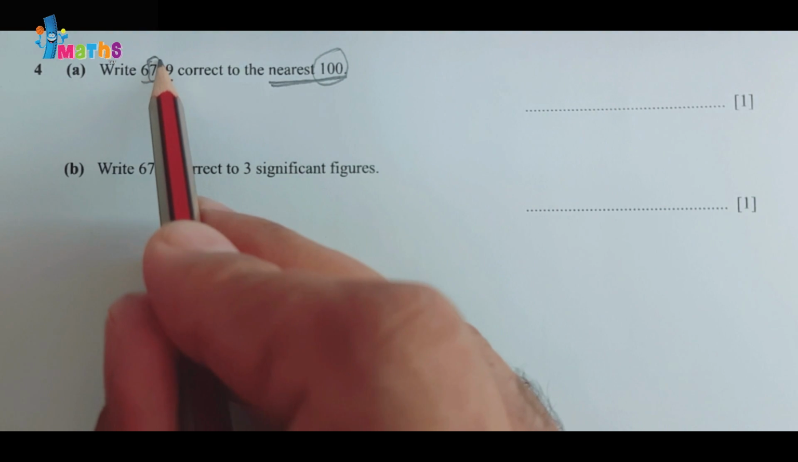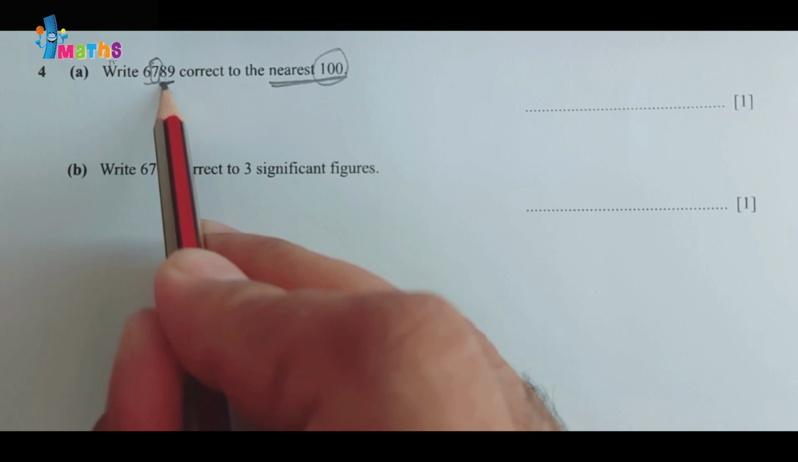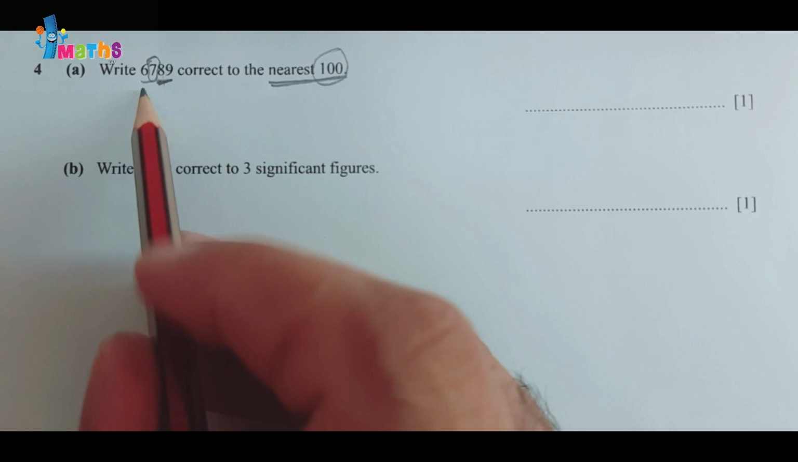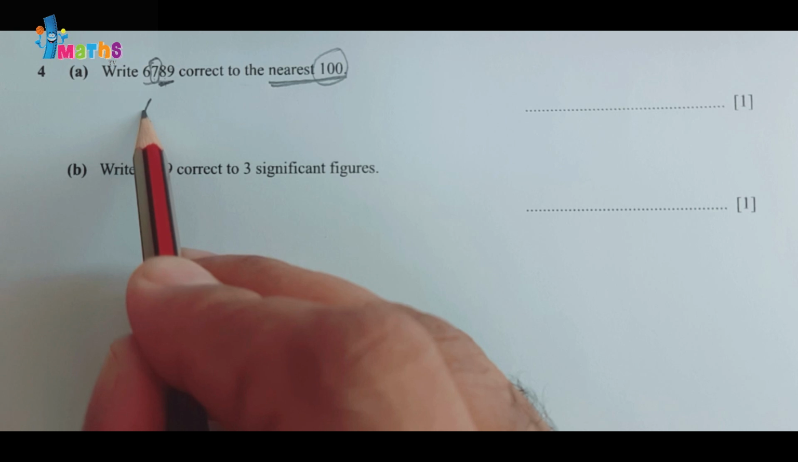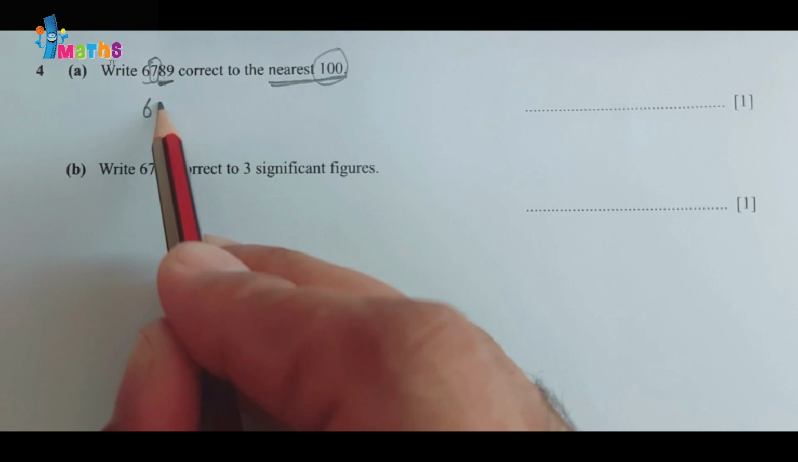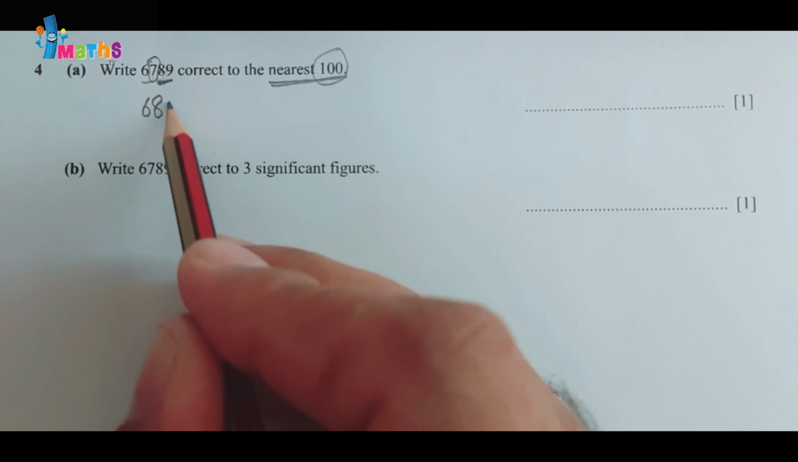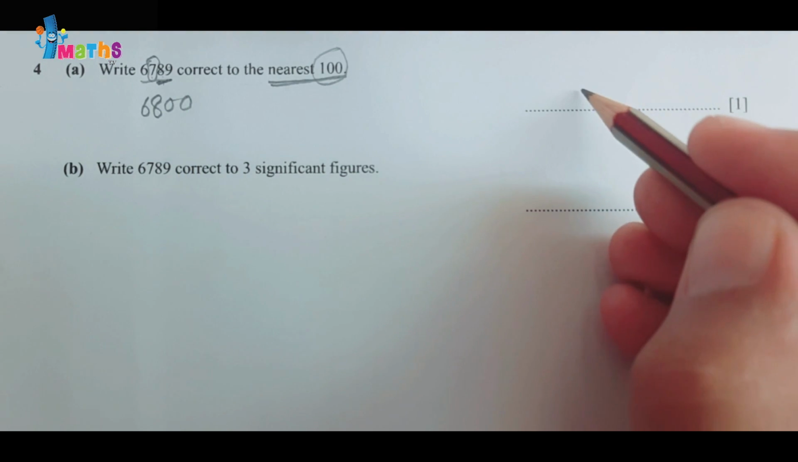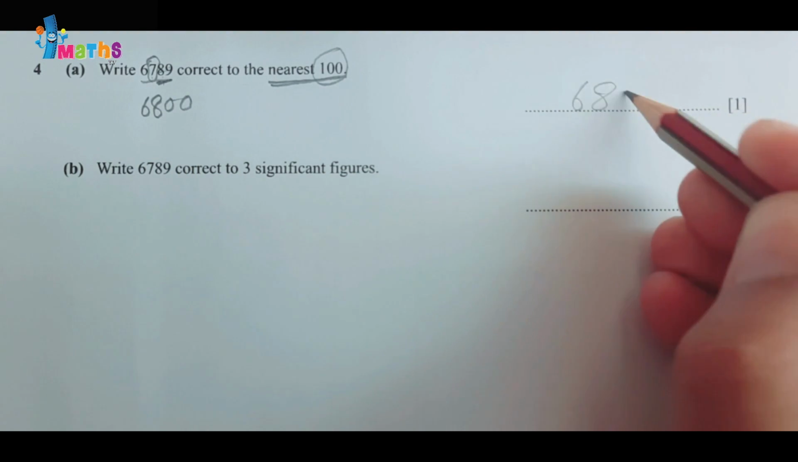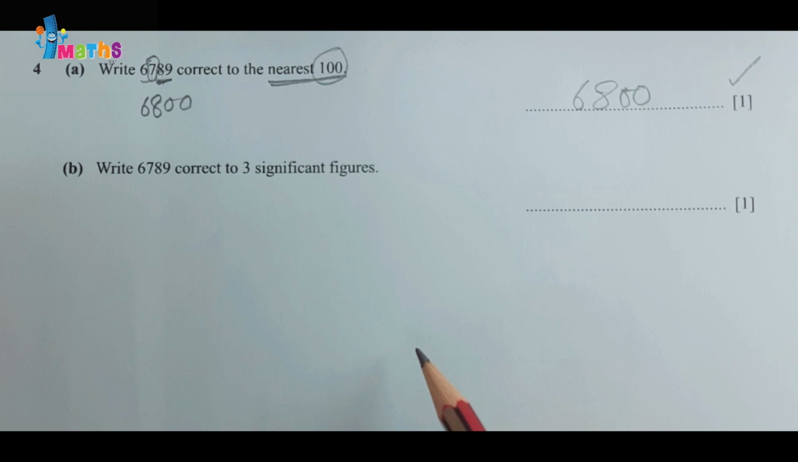So we'll check on the right of 7 is 8, which is more than 5. So we will increase 7 by 1, so it will be 8, and we will change the others to 0 and 0. So our answer will be 6800. This one, very simple 1 mark question, so it's very easy. We have solved this one.